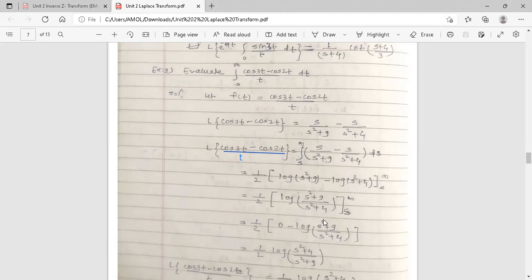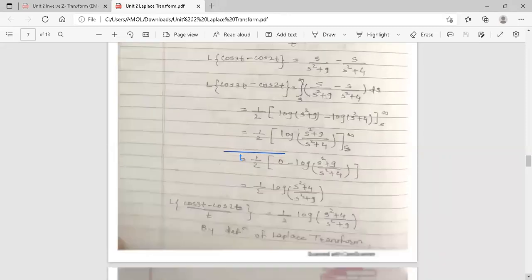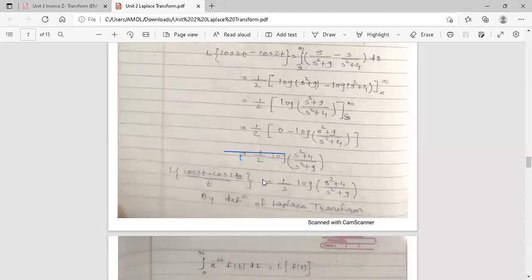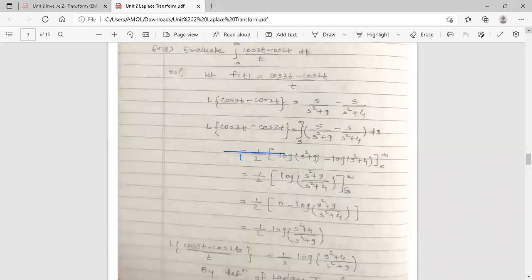we have the same thing, log of s square plus 9 upon s square plus 4. To absorb this negative sign, we just interchange the numerator and denominator. It is 1 by 2 into log of s square plus 4 upon s square plus 9. So this is the Laplace transform of cos 3t minus cos 2t upon t using the division by t formula. Okay.